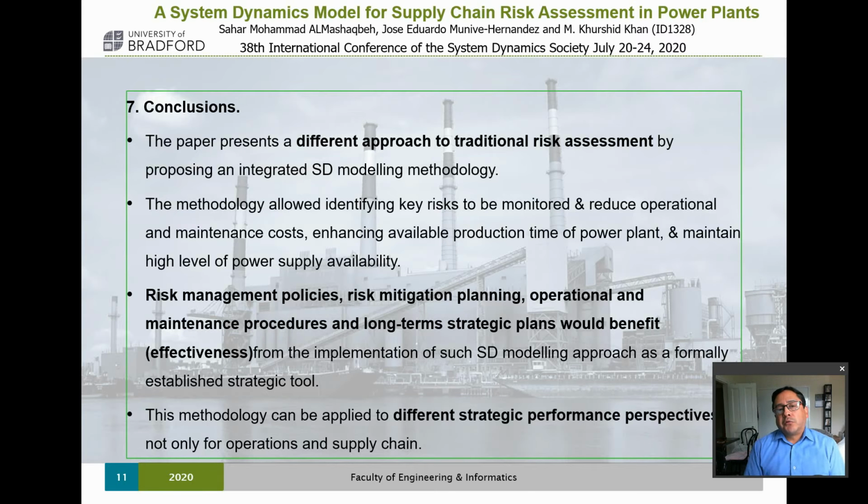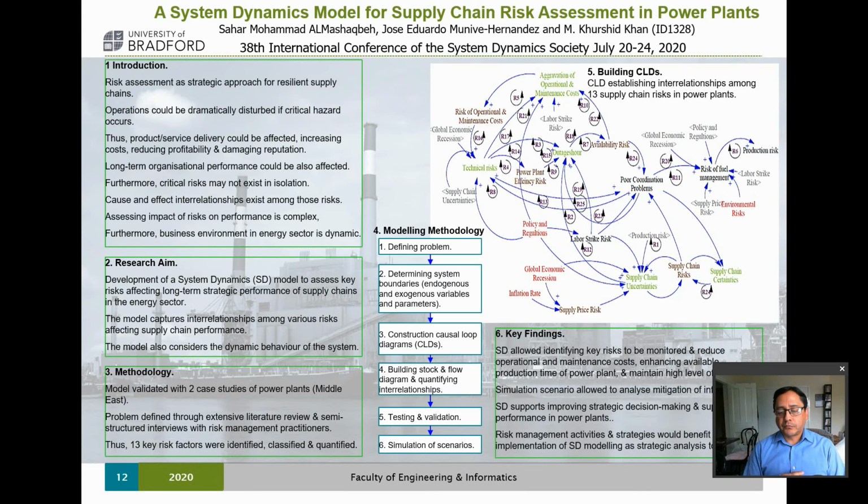So this approach is different from the traditional risk assessment approaches, in which the dynamic element of operations and the dynamic element of the influence of the business environment is not considered. So this is why this approach is more complete in terms of considering these changes in time, which are in the internal operations of the company, but also in the external aspects of the business environment of power plants.